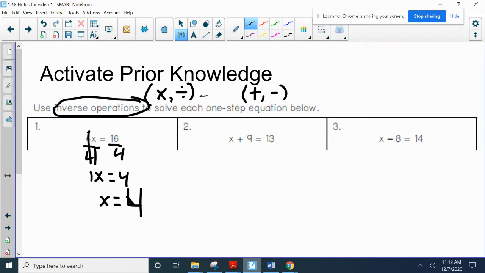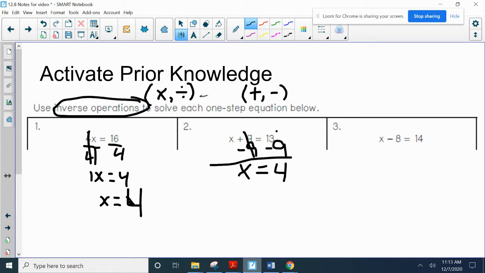All right, so for 2, I have addition. We said that the inverse of addition was subtraction. So to get rid of plus 9, we're going to subtract 9. And again, what I do to one side, I have to do to both sides to keep this equation balanced. 9 minus 9 is 0. So we have x is equal to 13 minus 9, which is 4.